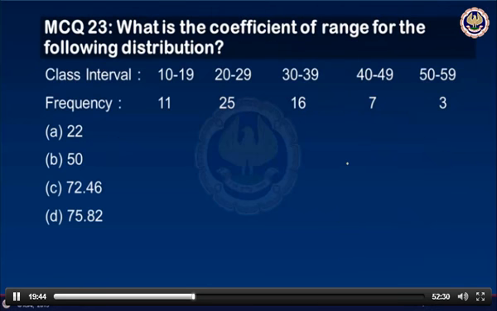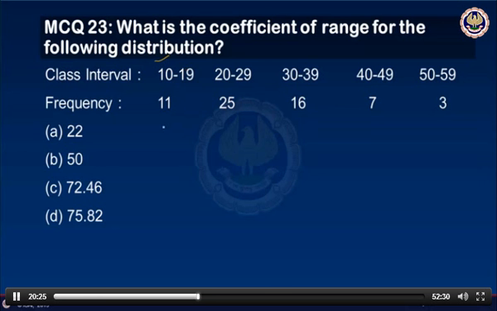Now look at MCQ number 23. What is the coefficient of range for the following distribution? Here class intervals and frequencies are given. Class intervals are 10 to 19, 20 to 29, 30 to 39, 40 to 49, 50 to 59. Respective frequencies are 11, 25, 16, 7 and 3. This class interval is of the inclusive type. Now we have to arrange it in the form of exclusive class intervals. The lower boundary is reduced by 0.5 and the upper boundary is increased by 0.5.